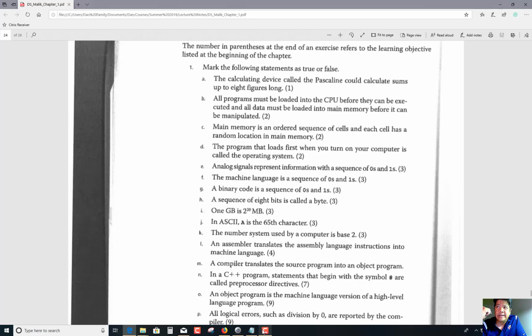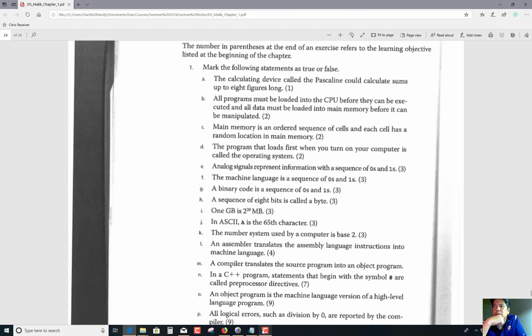So for example, 1A, it's a true-false question. The calculating device called the Pascaline could calculate sums up to 8 figures long. That is true. Okay, so B: all programs must be loaded into the CPU, the central processing unit, before they can actually execute. All the data must be loaded into memory before it can be manipulated. So this is actually false. It's loaded into the RAM memory first, before it's executed, and then from the RAM memory it goes into the CPU. So this statement is false.